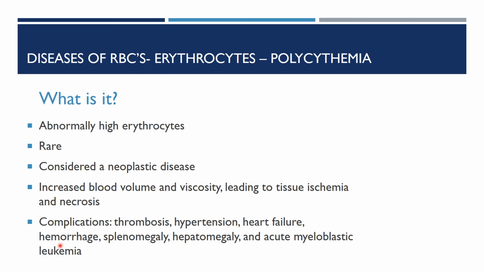Hemorrhage, splenomegaly, so the enlargement of the spleen, enlargement of the liver, okay, and then acute myeloblastic leukemia can also complicate this issue further, right? So acute myeloblastic leukemia is going to look at those stem cell precursors, or colony forming cells, colony forming units as otherwise known. And so we can see some cancer of the myeloblastic cells.